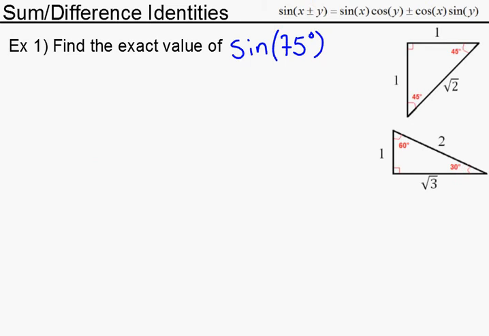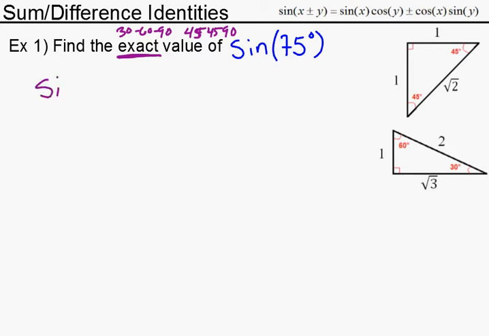The question is, why do I need them? I need them because of this word right here, exact. Exact to us means I want some sort of special triangle. So 30, 60, 90, or 45, 45, 90. That's what I'm thinking. And if I look here at my problem, 75 degrees is none of those. So maybe if I can write it in terms of special triangles, I can get a lot out of this.